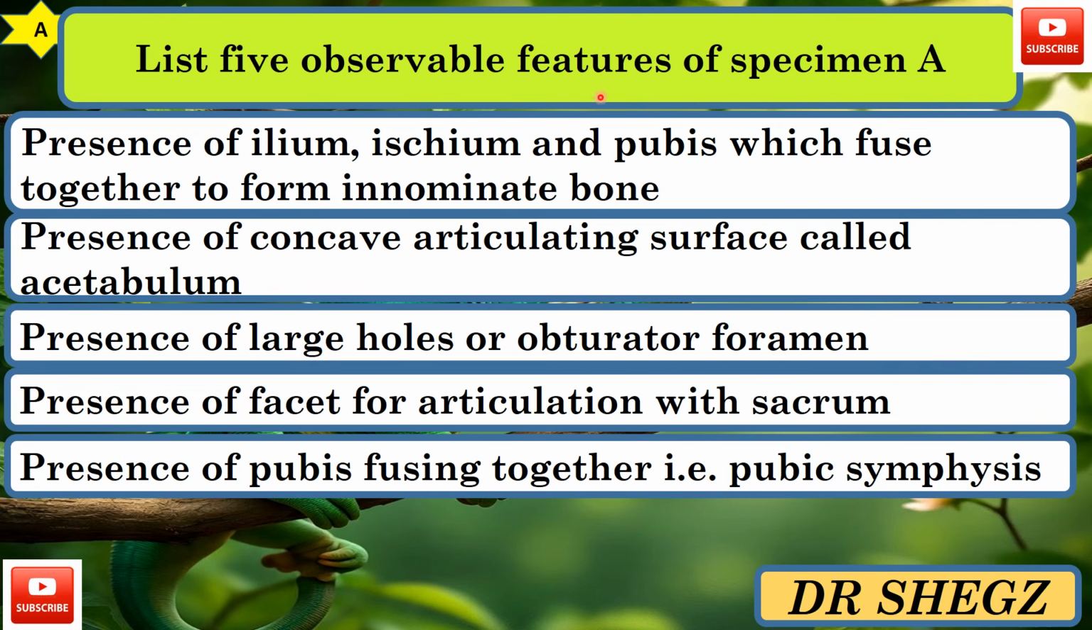Five observable features of specimen A. Of course, you know the pelvic girdle consists of the ilium, ischium, and pubis, which are fused together to form an innominate bone. Then you have the presence of acetabulum, the presence of obturator foramen, the presence of facets for articulation with the sacrum, and the pubic symphysis. So these are all observable features of the specimen.